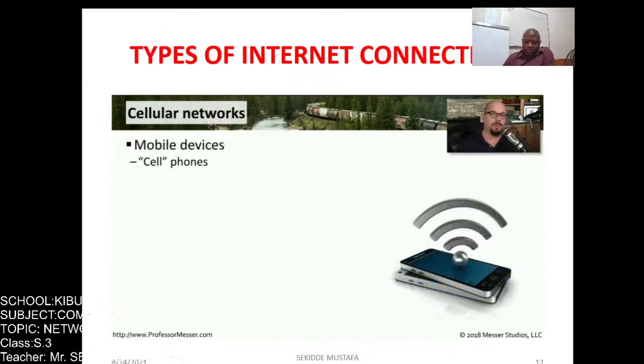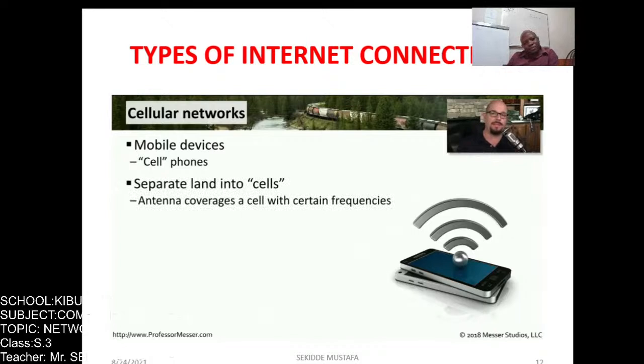Modern cellular networks allow us to have internet connectivity from practically anywhere. We now have a mobile phone that allows us to have both voice and data access simultaneously. These cellular networks have many different antennas set up in a geographical area where the land is separated into cells. That's where the idea of a cellular network comes from. And our mobile devices use these antennas to communicate back and forth to the internet.